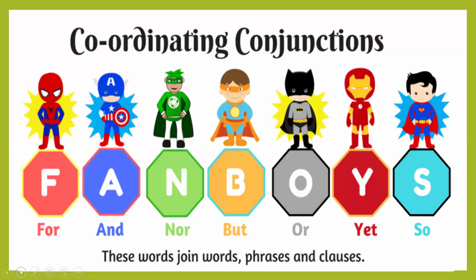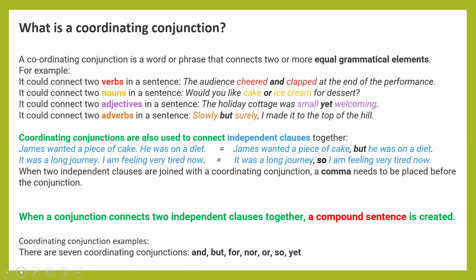Coordinative conjunctions, which we are going to learn, join words, phrases, and clauses. The mnemonic is FANBOYS: for, and, nor, but, or, yet, so. So what is a coordinative conjunction? A coordinative conjunction is a word or phrase that connects two or more equal grammatical elements. For example, it could connect two verbs, two nouns, two adjectives, or two adverbs.